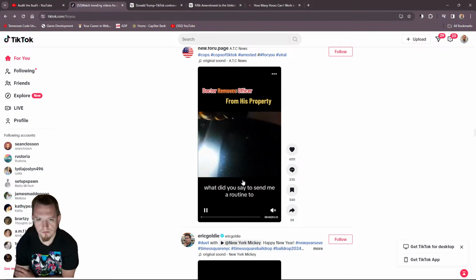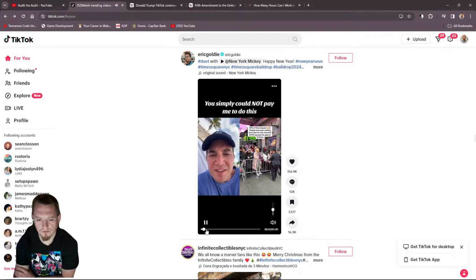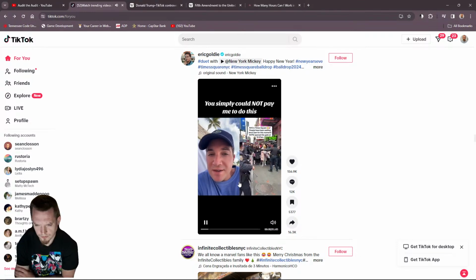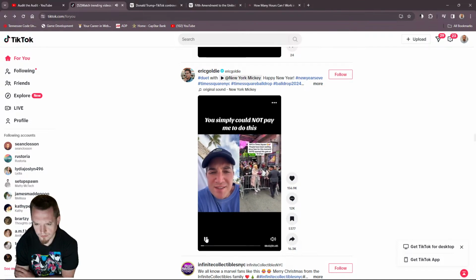Yeah, I've seen this one. There is no amount of money on this planet that would make me want to stand in Times Square. People have been waiting since 5 a.m. for this moment. NYPD opened this gate at 10:30. These people have been waiting for 5 hours in New York to walk into Times Square.